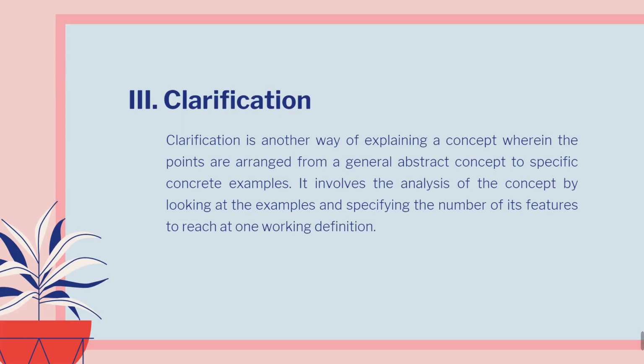Now let's proceed to clarification. Clarification is another way of explaining a concept wherein the points are arranged from a general abstract concept to specific concrete examples. It involves the analysis of the concept by looking at the examples and specifying the number of its features to reach at one working definition. Now you just have to remember that when we talk about clarification, the points are arranged from a general abstract concept to specific concrete examples.